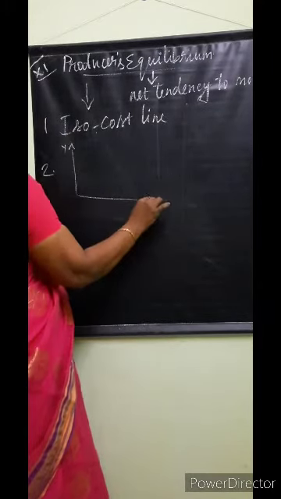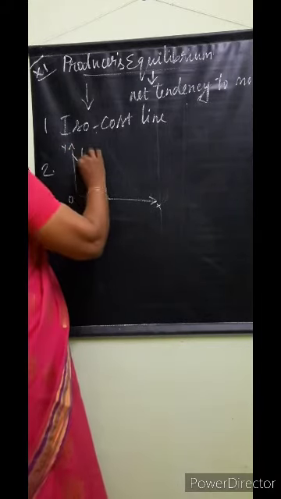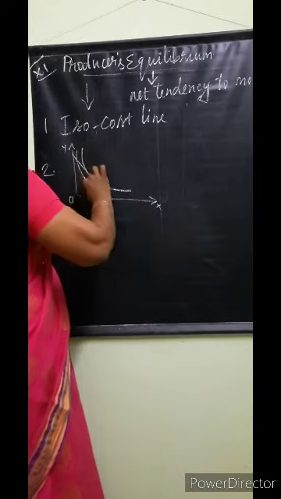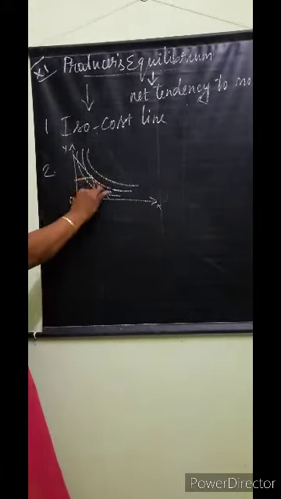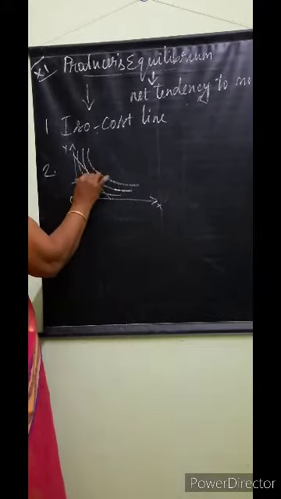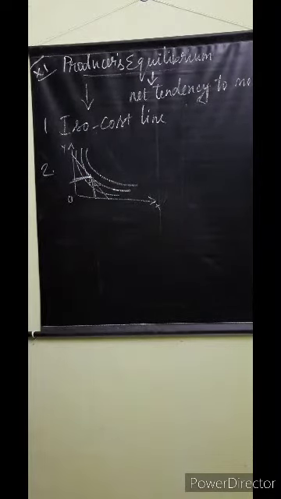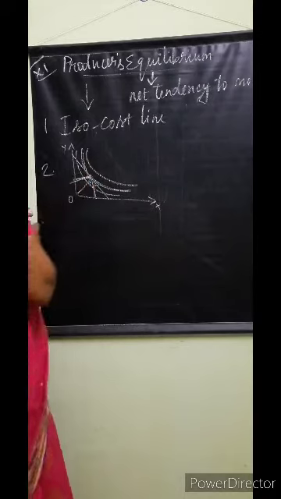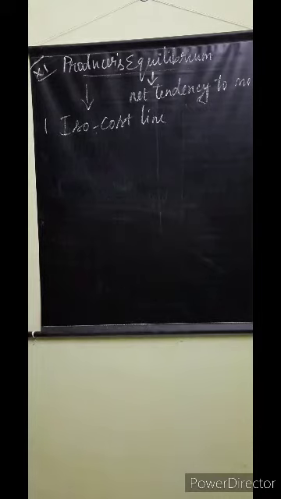Let me draw, then it will be easy for you to understand. This is the isocost tangent. This is the isoquant line. So, only then will MRTS be declining. So, at the point of tangency, the isoquant curve must be convex to the origin. Already we have studied, isn't it? Isoquant curve is also convex to the origin, and thereby MRTS should be declining.